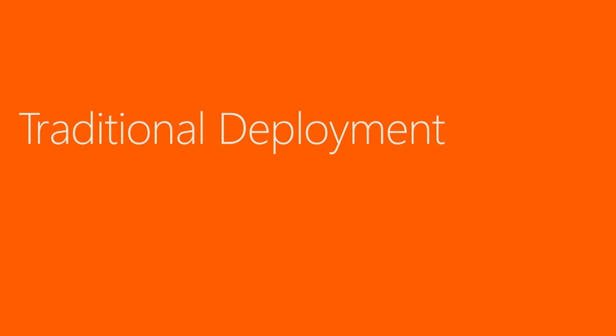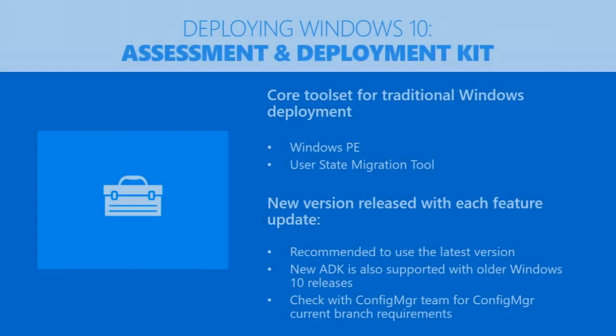So that takes us to traditional deployment, and we have a number of tools available, including the Assessment and Deployment Kit. We will update these with every Windows 10 release. There'll be minor updates, primarily to address compatibility or any bugs that we run into, and to make sure that we add support for the latest operating system versions. We always recommend that you run the latest version to deploy the latest version of Windows, but generally we have compatibility even with previous versions of the ADK, so it's not required to move right away. It's also supported to use a newer ADK to deploy older Windows 10, so you can do some mixing and matching, but generally it's a good idea to try to stay current.